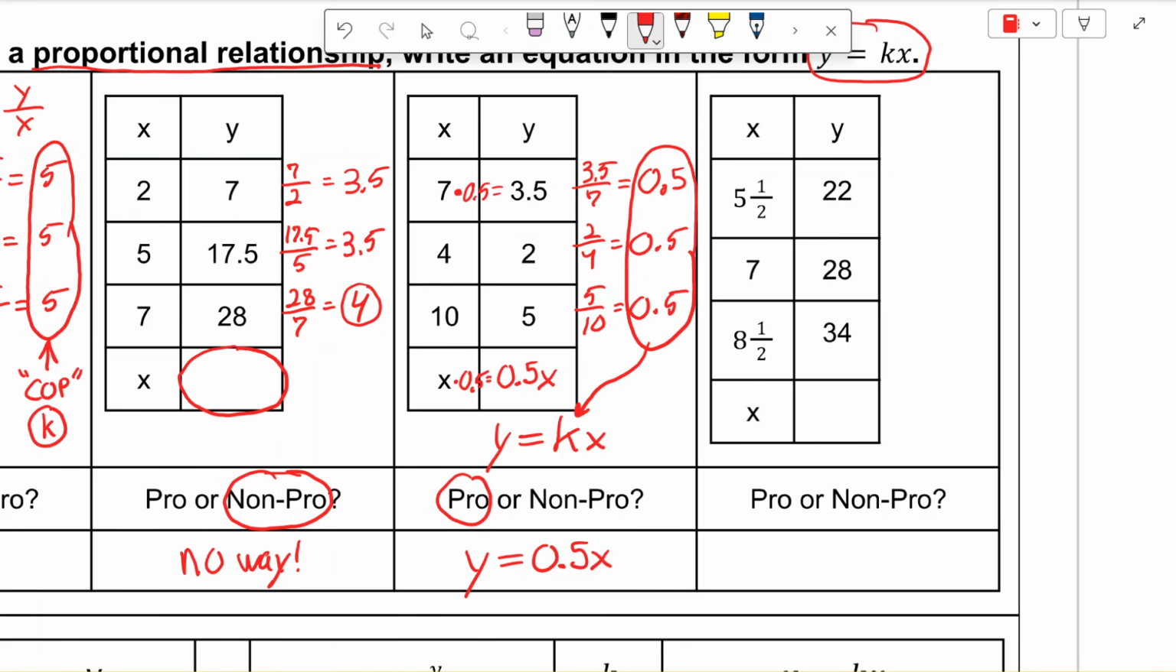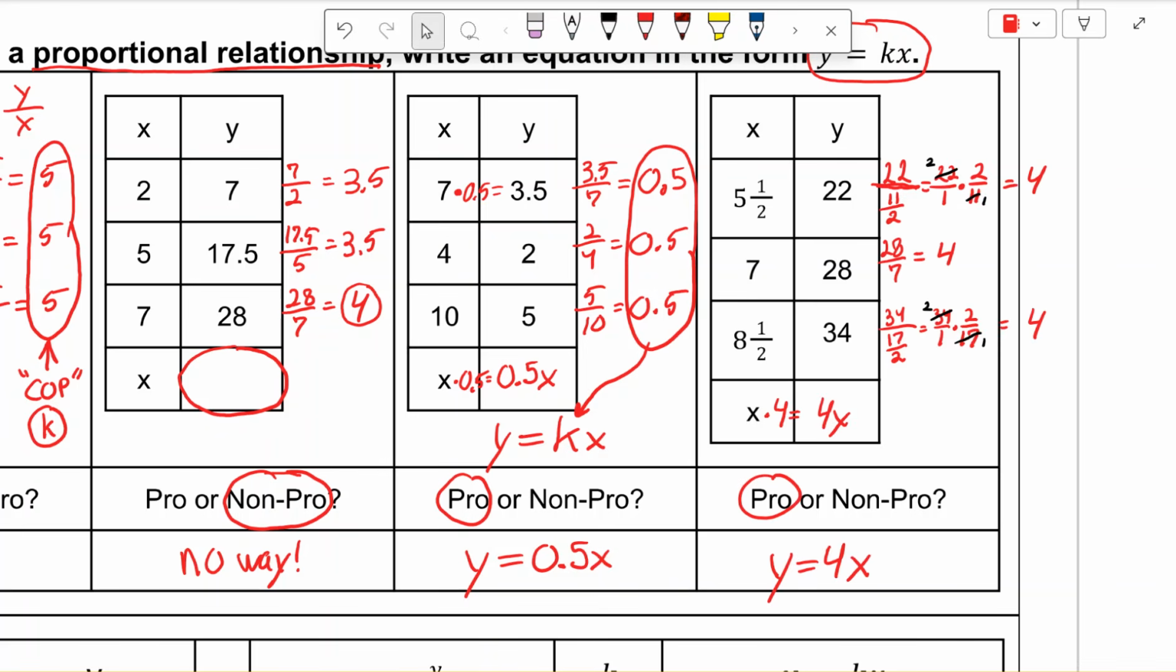All right, one last one to go. Pause the video and try it out. Okay, we're back again, and this one had some mixed numbers, and so I had to change those mixed numbers into a fraction. You can see that 5 and a half, I multiply the bottom, and I add the top, and that's going to be 11 halves right there. And down here, 8 and a half becomes 17 over 2, or 17 halves.